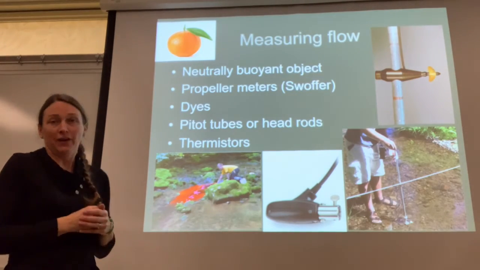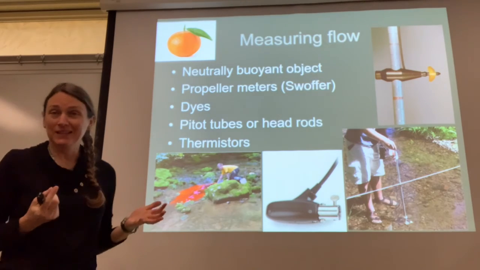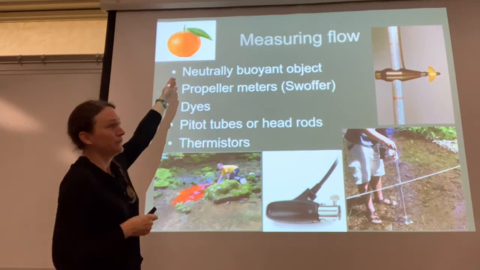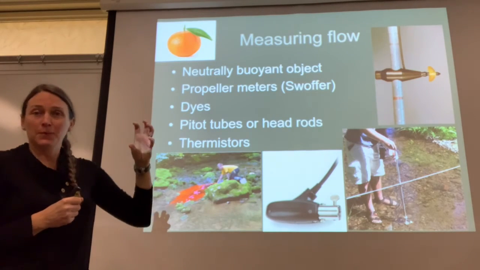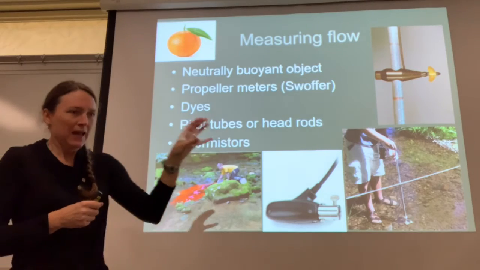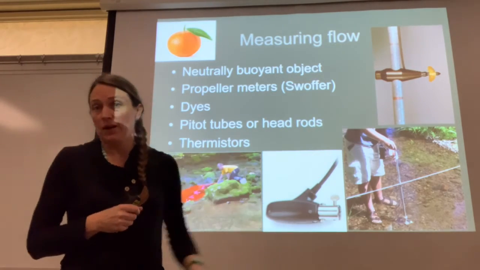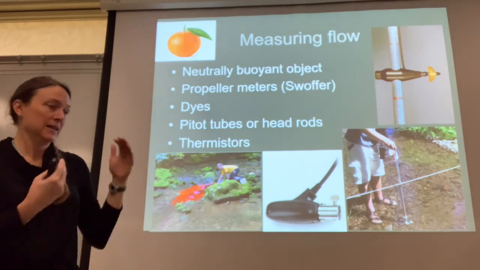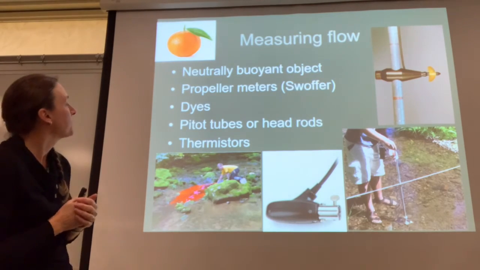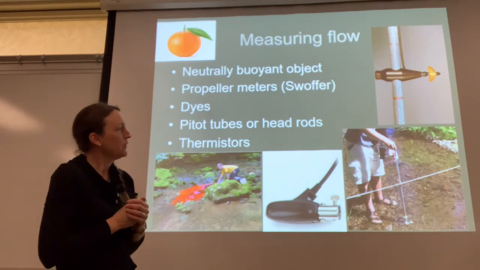All right, how do you measure flow? We're going to do a variety of things, but everyone's going to get a chance to use a neutrally buoyant object like this tangerine to measure flow. Basically you put an object that floats, but not on the surface, kind of sinking a little bit, in the stream, and you measure the amount of time it takes to travel a certain distance. So that's velocity. It's distance over time, miles per hour. There are other ways to measure flow in larger streams.